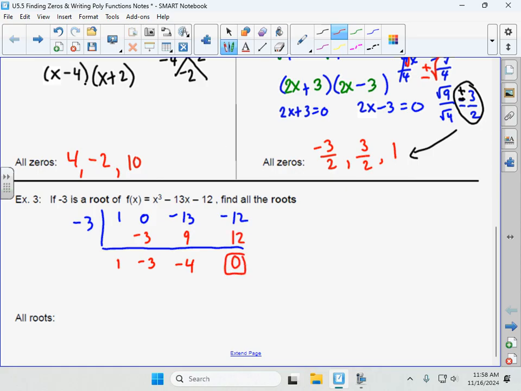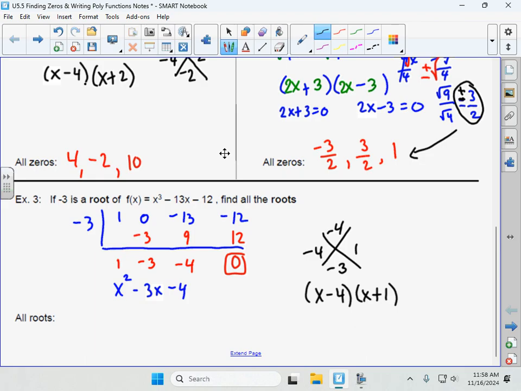So let's go ahead and write the polynomial. So this is x squared minus 3x minus 4. And let's go ahead and use our x method for factoring. Two numbers that multiply to -4 but add to -3, -4 and +1. So our factors are x minus 4, x plus 1. The question says find all the roots or zeros. So we just set those equal to 0 and solve it. And then we're going to get +4, -1, and then the root that they gave us, we want to list that also, -3.